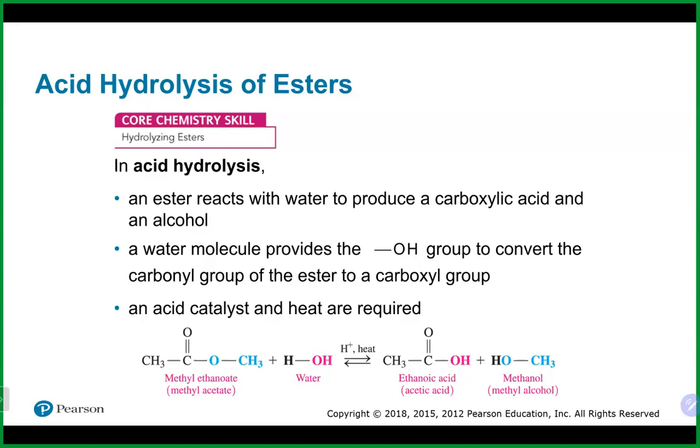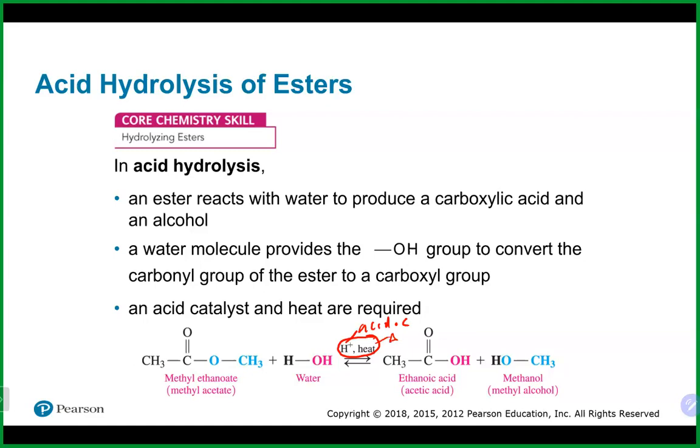And this is how you know it's acidic conditions. That H plus basically tells you it's acidic conditions. So if you see an H plus written over the arrow, that indicates acidic conditions. Heat is also sometimes represented with just a little triangle. Sometimes people will use that to represent heat.